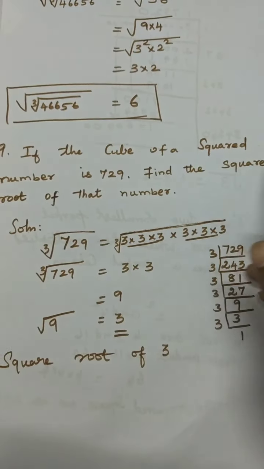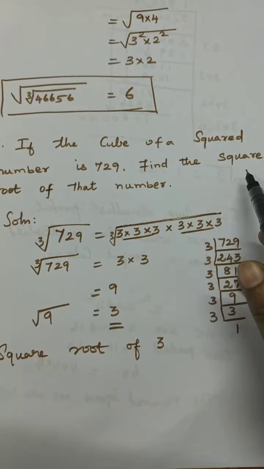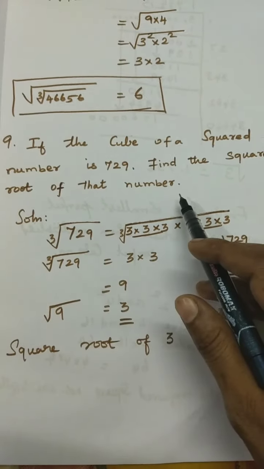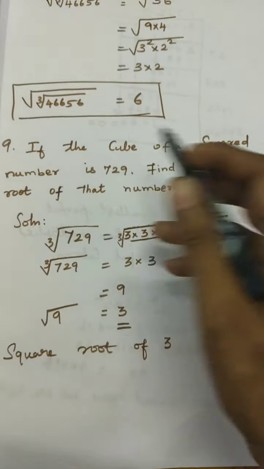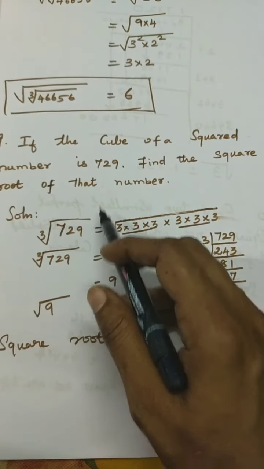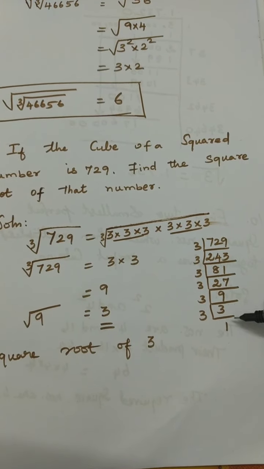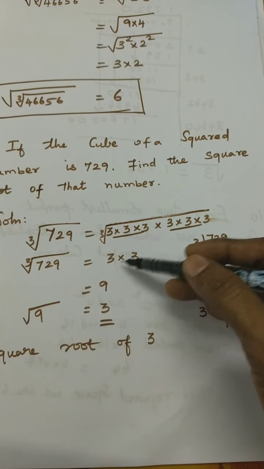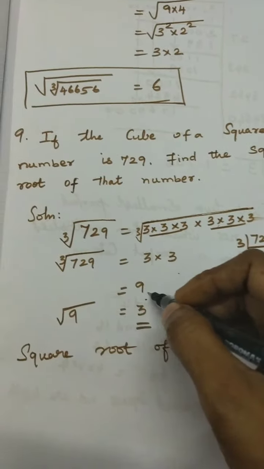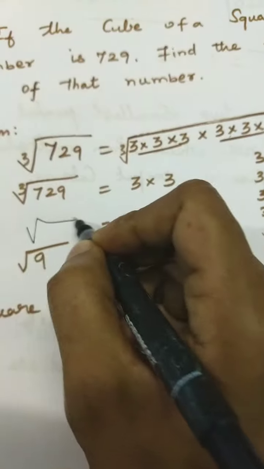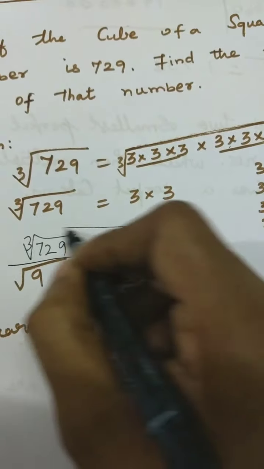Then next one, the ninth one. If the cube of a squared number is 729, find the square root of that number. First, you find the cube root of this number. 3 into 3 into 3, like this you write, and take one 3 outside and another 3 outside. 9 is the cube root of 729. Okay, this we have found.